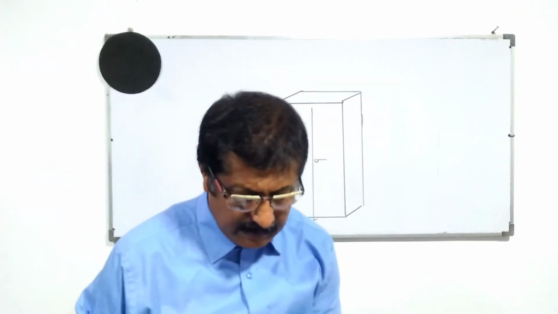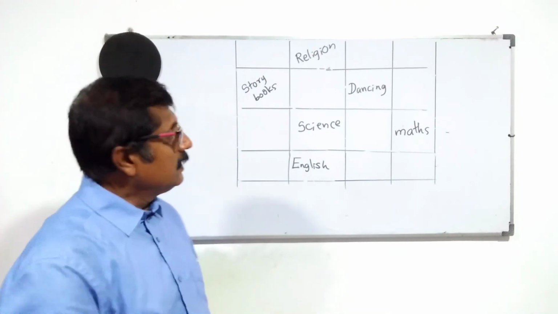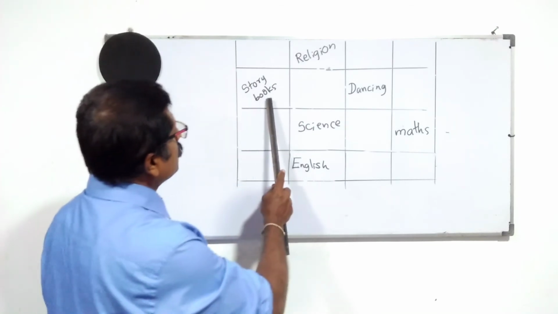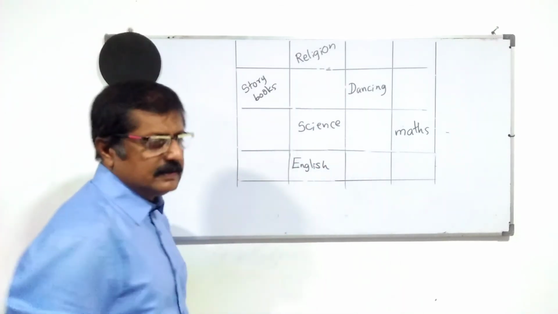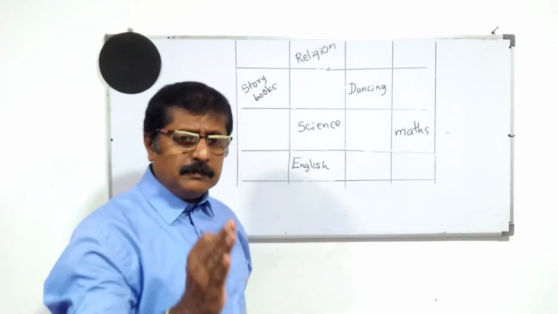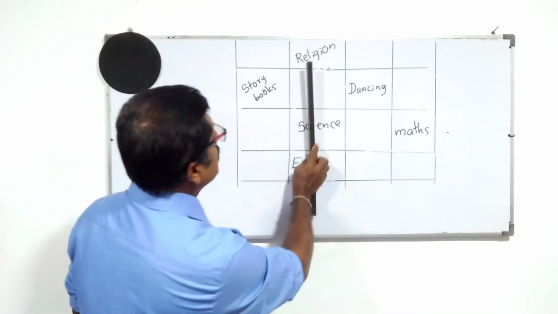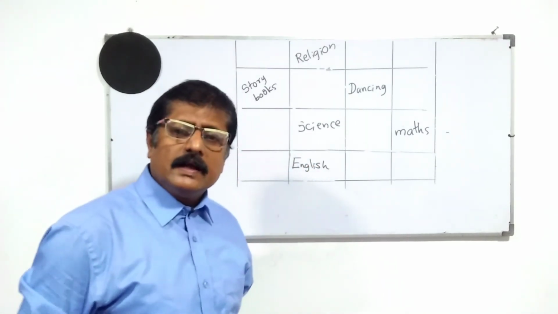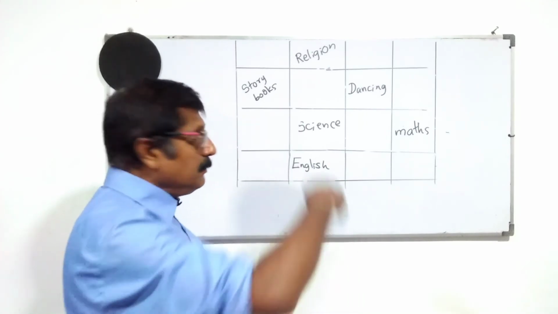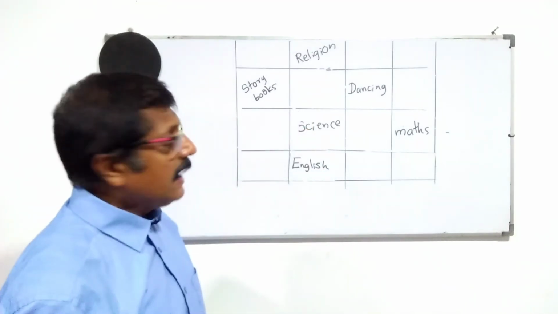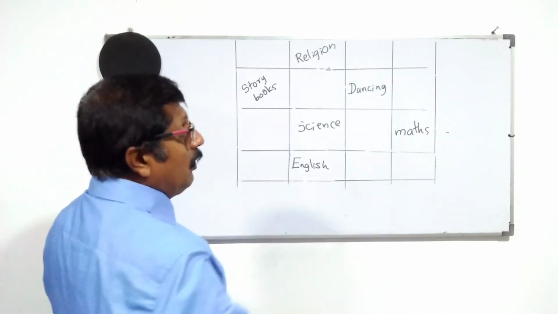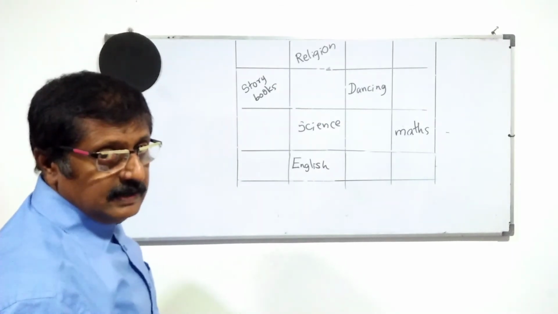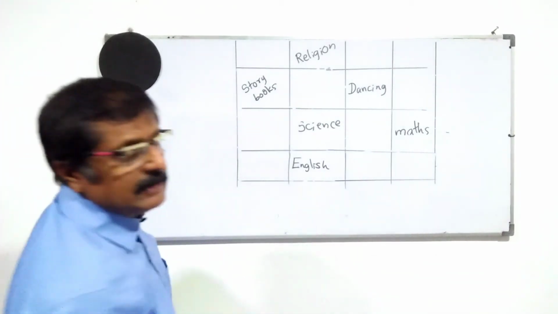Right. Now I will give you just one question. Now look at this one. This is a bookshelf in the library. Here you are. Storybooks, religion, dancing, science, maths and English. Religion books lie vertically above science books. English books, they lie vertically below, downwards, science books. And the maths books lie horizontally on the right. Horizontally to the right lie maths books.